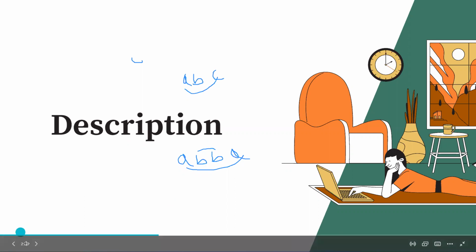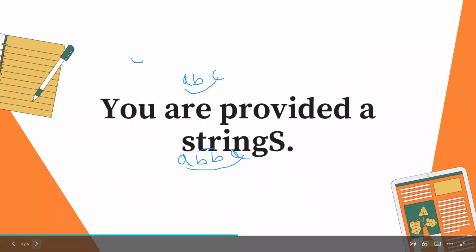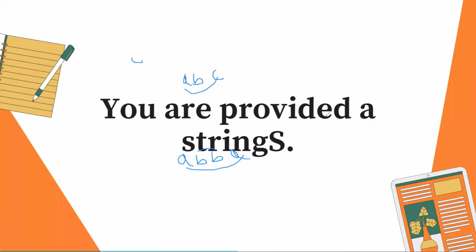So what is the description for today? I try to conclude it. We are provided a string s, and you have to check every substring of that particular string, and if it is a palindrome, then you have to find the length of the palindromic string whose length is maximum.